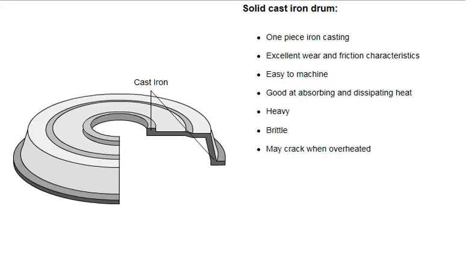A solid cast iron drum is a one-piece iron casting. It has excellent wear and friction characteristics. It's easy to machine and is good at absorbing and dissipating heat. Solid cast iron drums are heavy and brittle. They may crack when overheated.